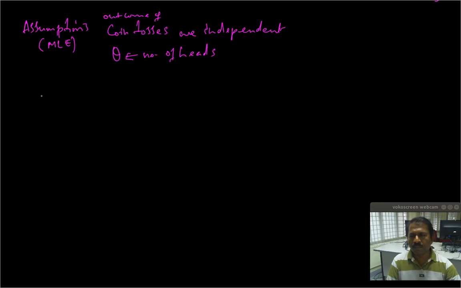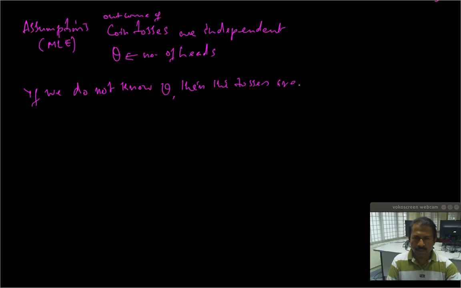But if we do not know theta, then the tosses are not marginally independent.